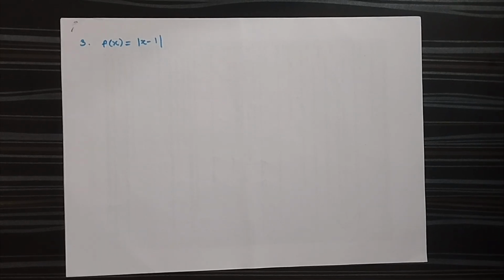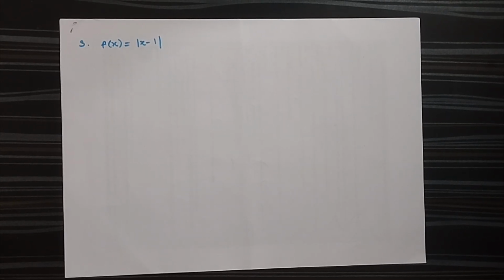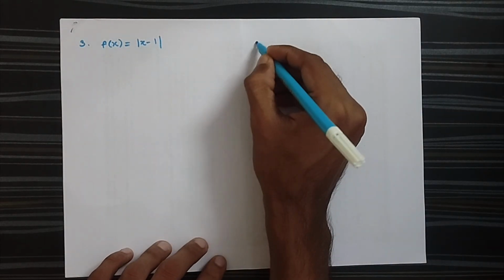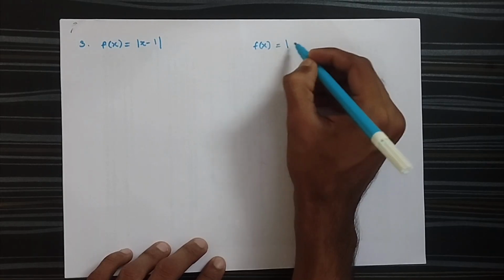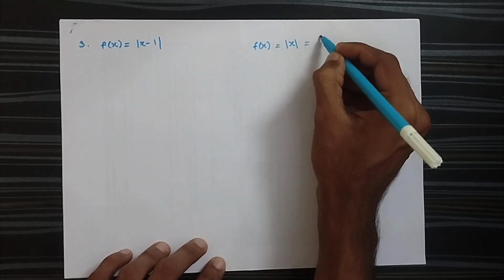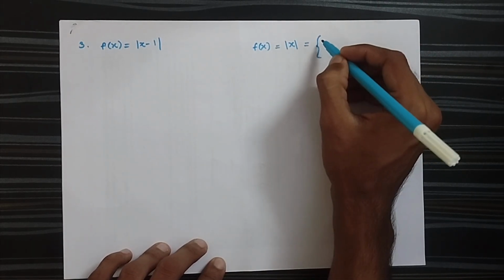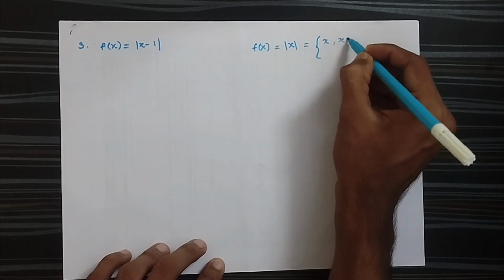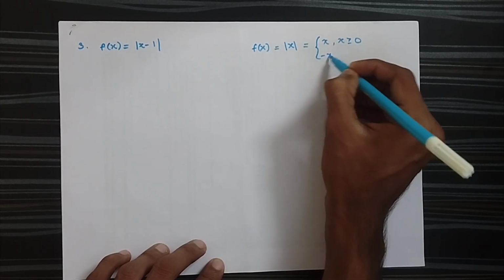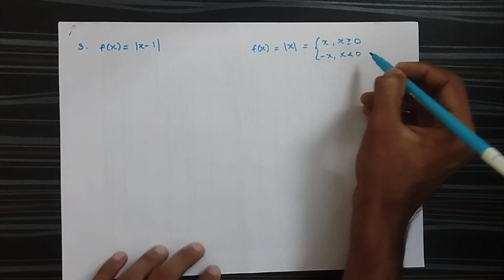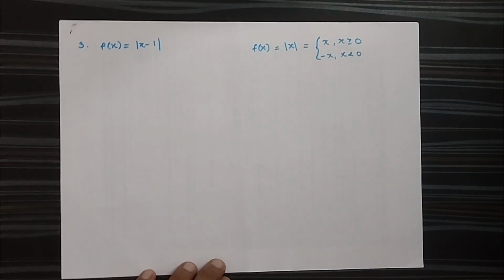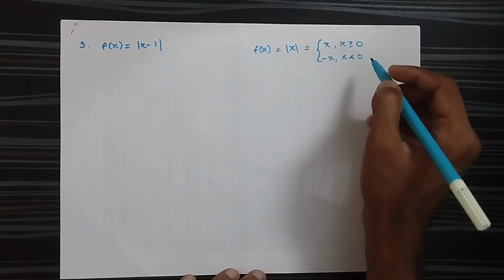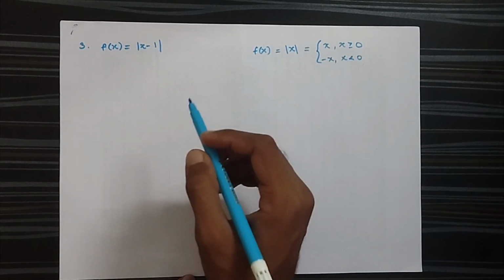So whenever we come across the mod operator, we should first ask ourselves what the actual function is. This is a variation of the modulus function. We can write the standard function as mod f(x) is equal to x if x is greater than or equal to 0, and minus x if x is less than 0. So the absolute value function has two conditions but gives only one output.